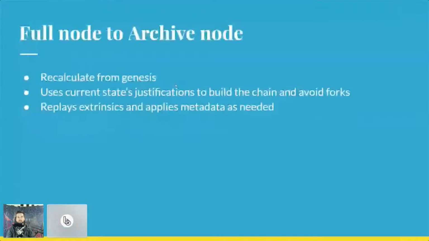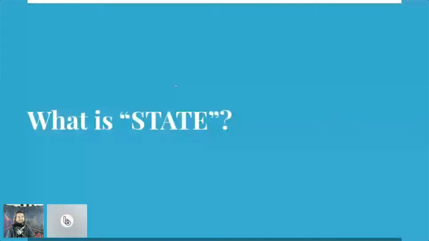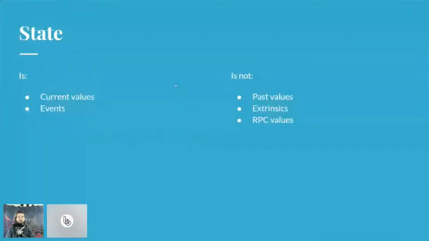And so that's it. So what is state exactly? How is it stored? State is current values and events. So a substrate blockchain's state stores current values, and it stores events of that current blockchain. But the state is not past values, is not past events, and extrinsics don't fit into this. And RPC values also, those are node specific, as you'll see.